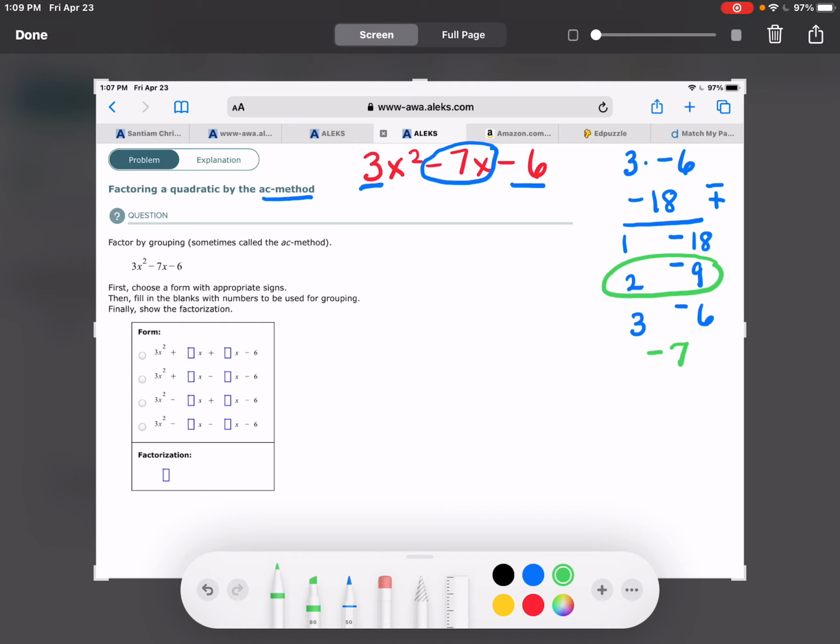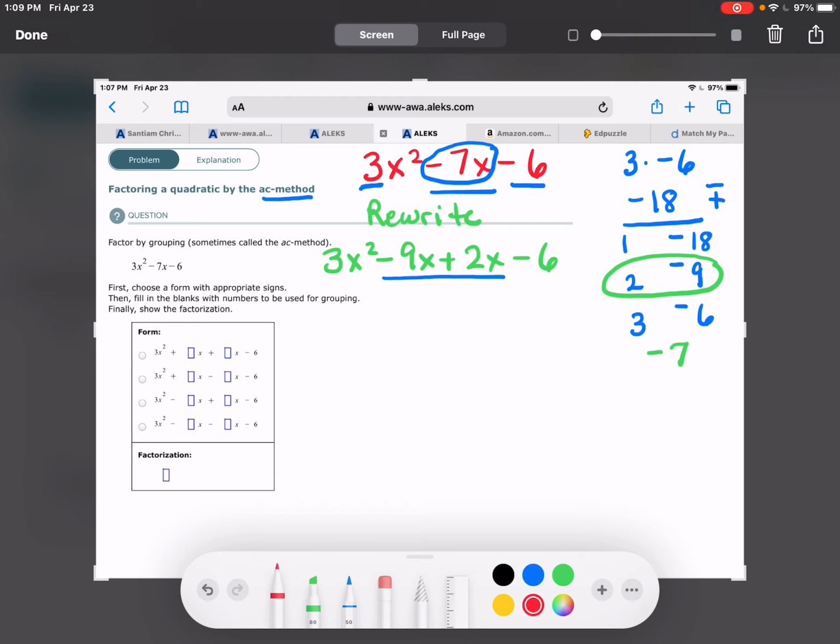So that's cool. We're going to go back over here and rewrite our expression into something with 4 terms instead of 3. So we have 3x squared minus 9x plus 2x minus 6. So remember that this negative 9x plus 2x is replacing the negative 7x.